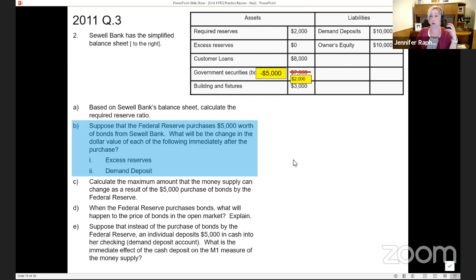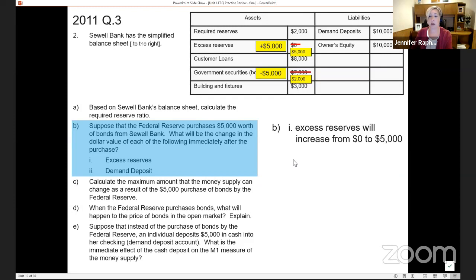So the Fed has purchased those bonds and credited the bank with cash, with money, right? But in this case, we have to understand that that money goes onto the bank balance sheet as excess reserves. So government securities is going to go down by 5,000, excess reserves is going to go up by 5,000. So the initial change in the excess reserves is that it's going to increase from $0 to $5,000. Now that's how you handle this transaction.